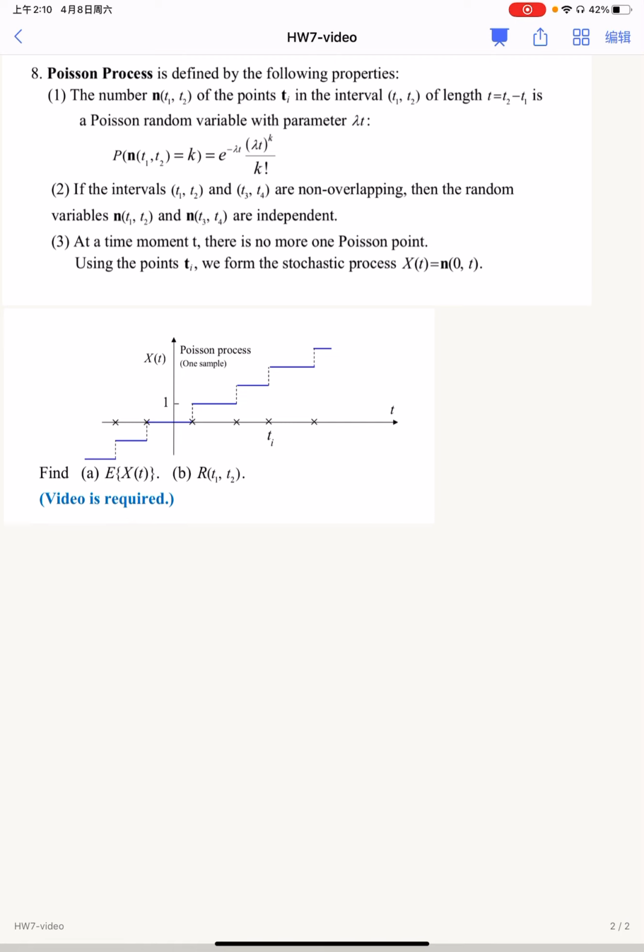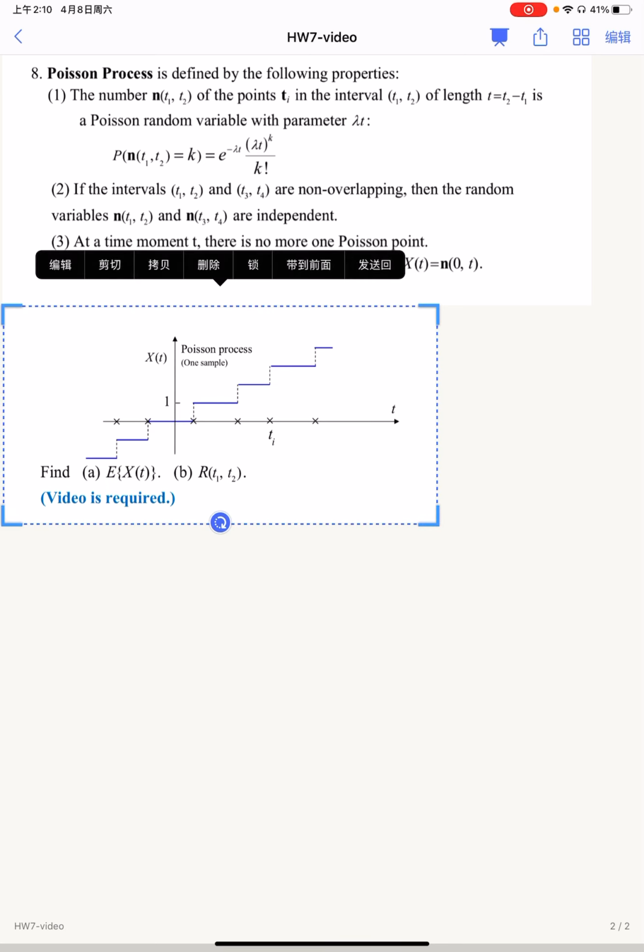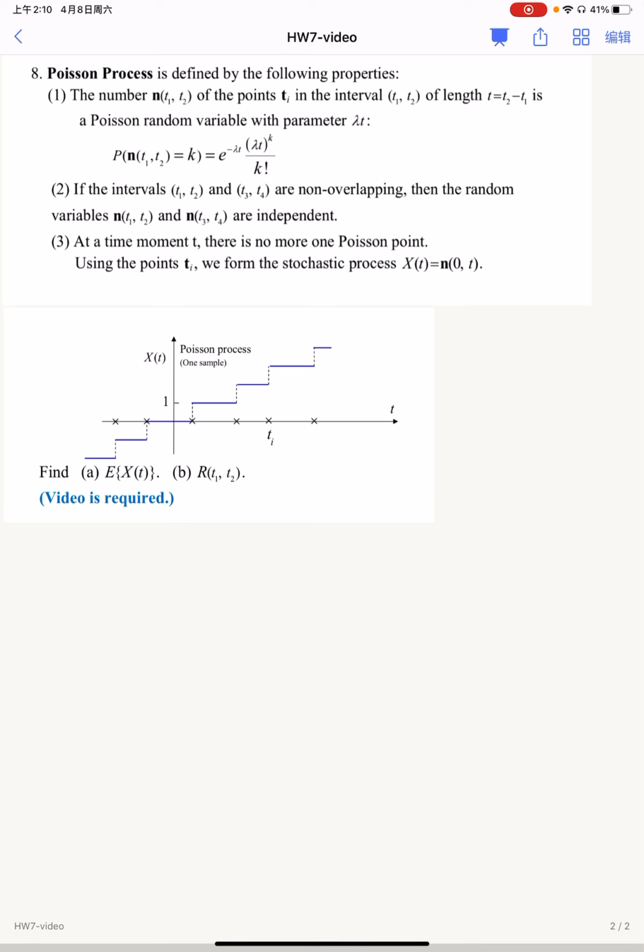And thirdly, at any time moment t, there is no more than one Poisson point. Using the points Ti, we form the stochastic process x(t) equal to n(0, t). In problem A, find the mean of x(t), and problem B is to find R(t1, t2). Okay, firstly, let's solve problem A.